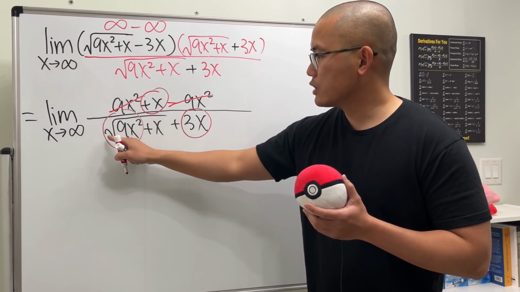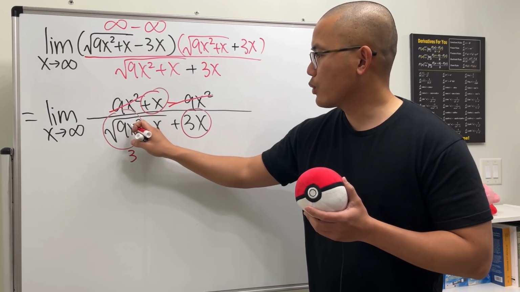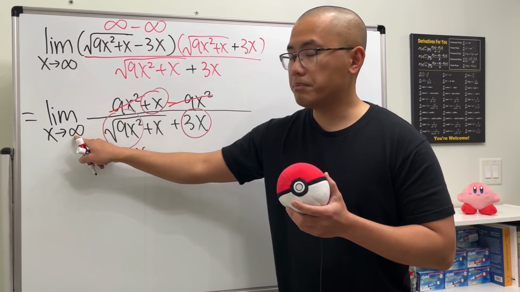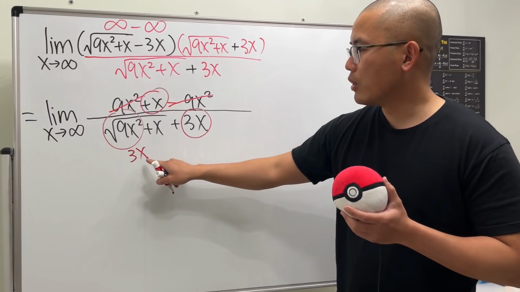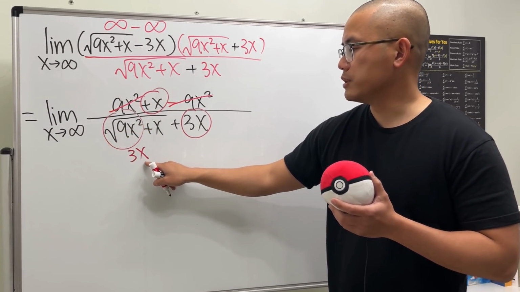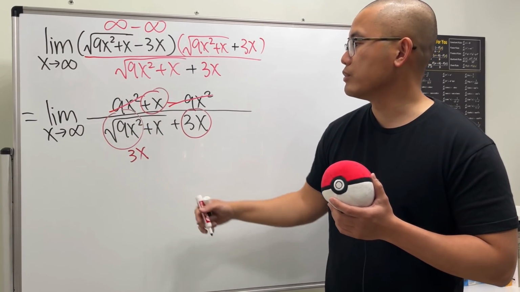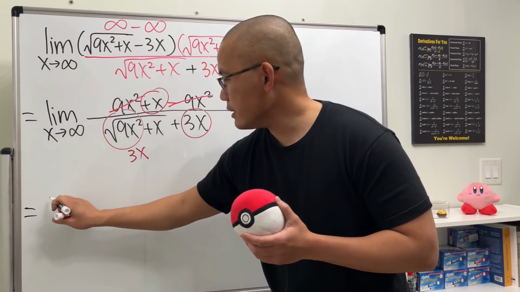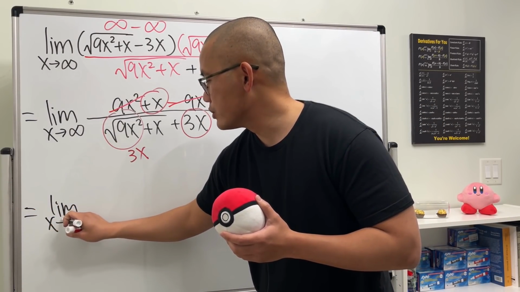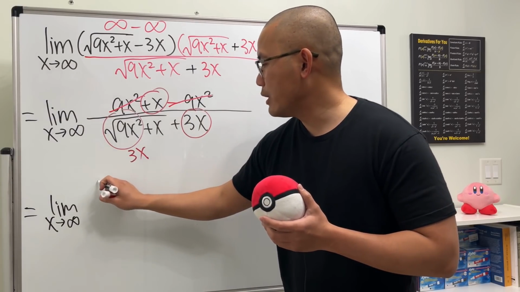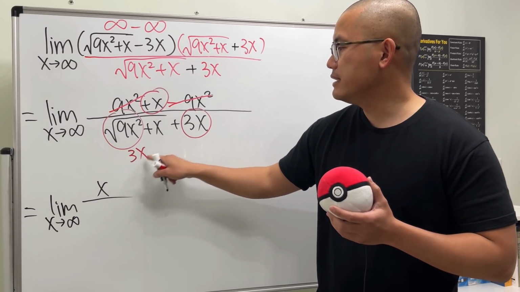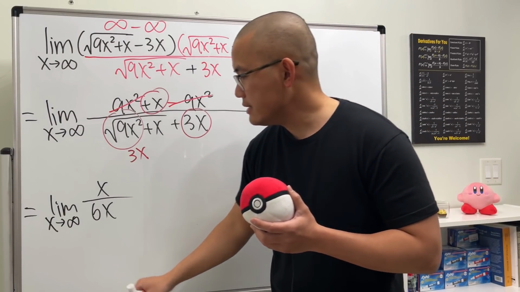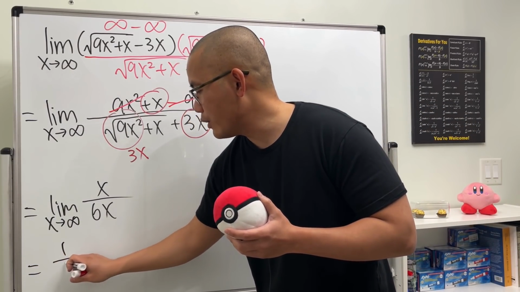This right here, the square root of 9 is 3, and the square root of x squared is x. And you see, x is approaching positive infinity, so this and that cancel out to just be x. You don't have to put the absolute value, all right? So in the end, we are looking at the limit as x approaching infinity. On the top, we have x. On the bottom, we have this and that together, which is 6x. Cancel out the x, and you know the answer will just be 1 over 6.